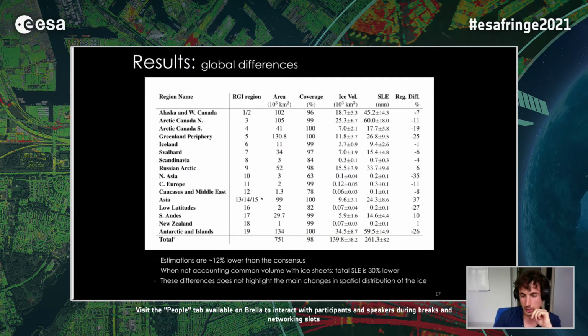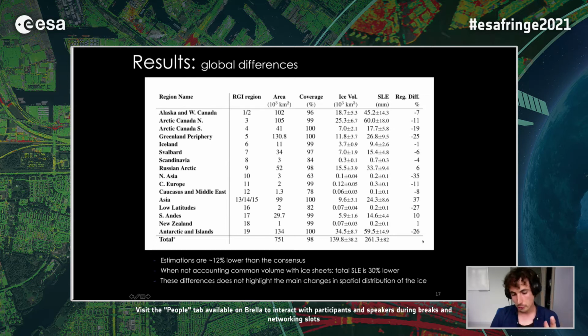So here on this big table, you have the volume of all glaciers of all RGI regions that we mapped with this approach. And here on the right column, we have the difference with the 2019 consensus estimate from Farinotti. So on average, if we look at the total volume, we are on average 12% lower than what was estimated before. But we noticed that some part of the glaciers were already accounted in the ice sheets. So if we remove the glaciers that were accounted in the ice sheet, we have a sea level equivalent that is 30% lower than what was estimated in the past.